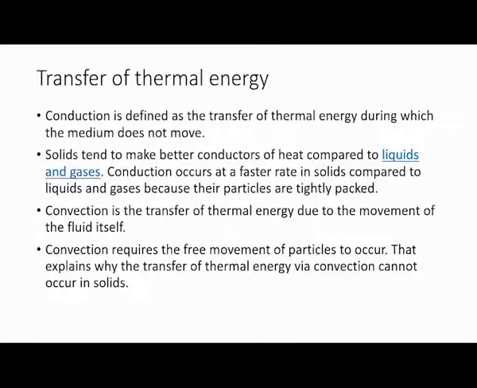Convection is defined as a transfer of thermal energy due to the movement of the fluid itself, and convection happens in liquids and gases because these are the ones that can flow. Convection requires free movement of particles to occur. That explains why transfer of thermal energy via convection cannot occur in solids. It is much faster in gas particles because these particles move fast and they are far away from each other, so heat can be transferred faster.